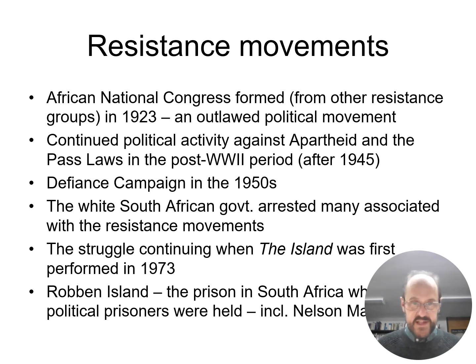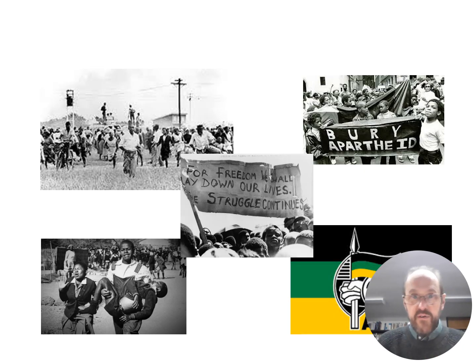One of the contexts for this is Robben Island, which The Island refers to, not directly, but we assume that this is where it's taking place. Now, Robben Island was the prison in South Africa where many of those political prisoners were held, including Nelson Mandela. There are a few images there of the political activity in South Africa during this period, both the activity and the responses by the authorities, often violent responses.